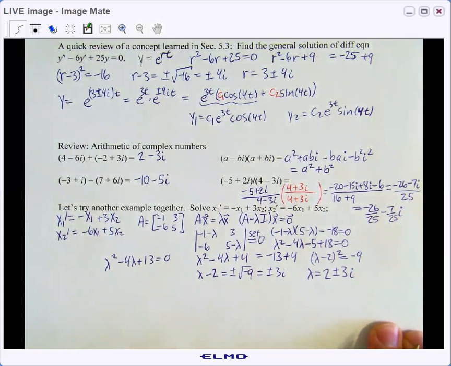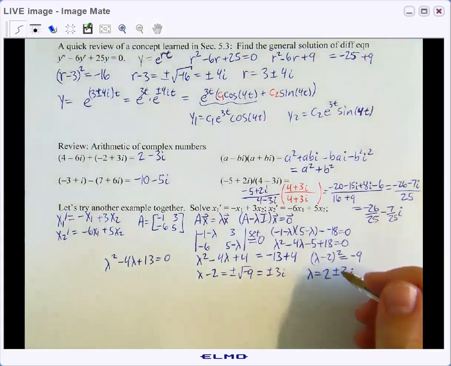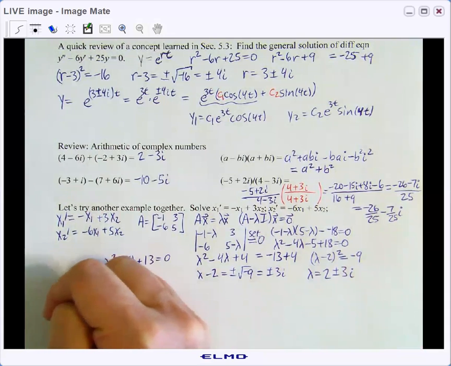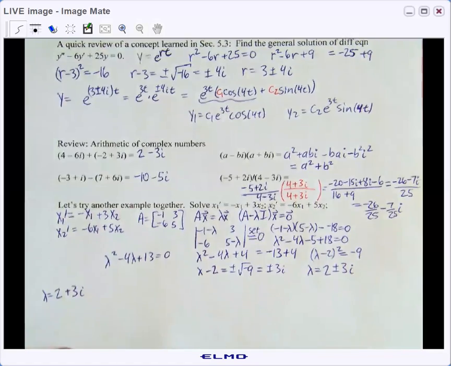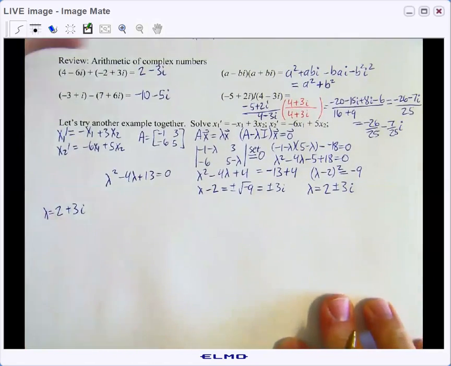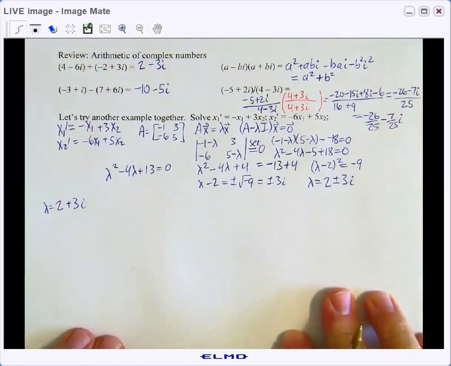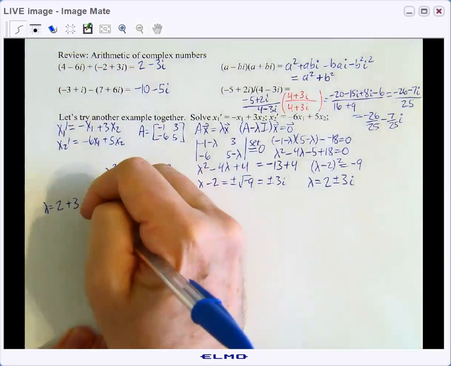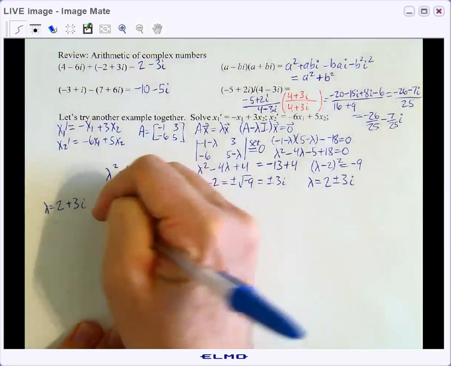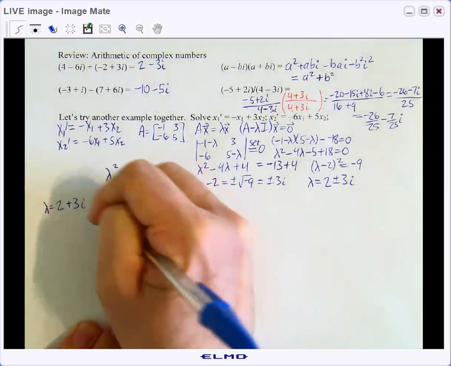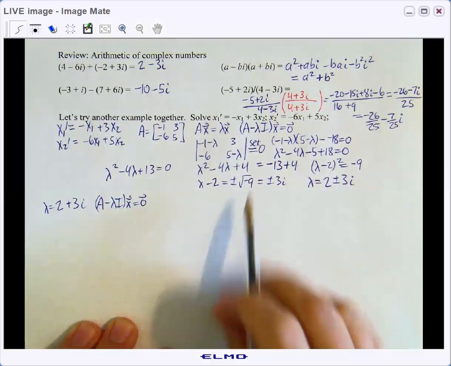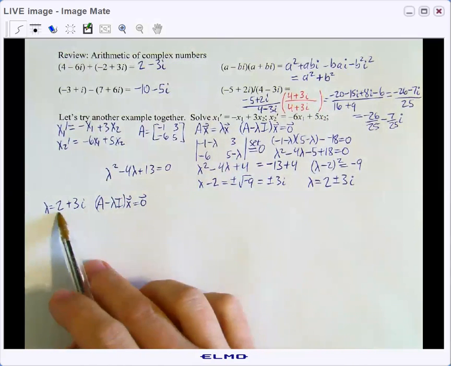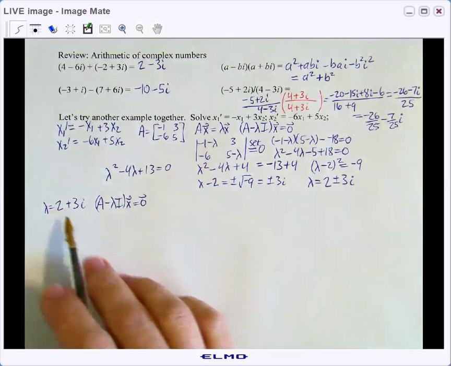So our solutions are going to deal with these. Let's go ahead and just take the 2 plus 3i one. So lambda equals 2 plus 3i. Now let me move this up so we've got a little bit more space here to work. It's going to be a little bit harder, but we can still do it. So A minus lambda I times x is equal to the 0 vector is what we're trying to solve again. But now lambda is a complex number.